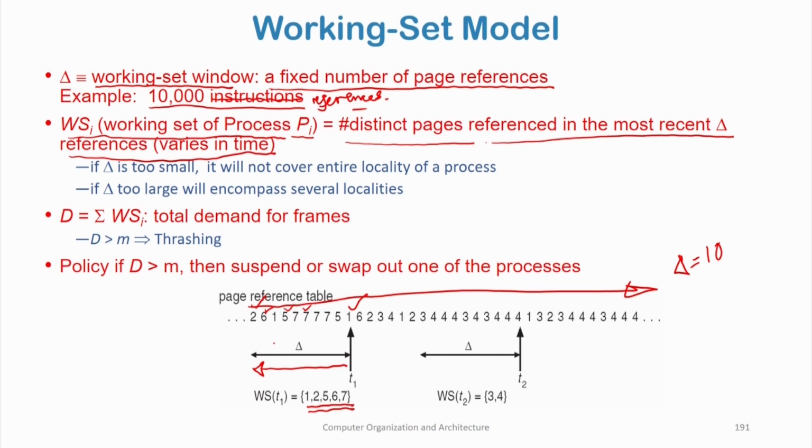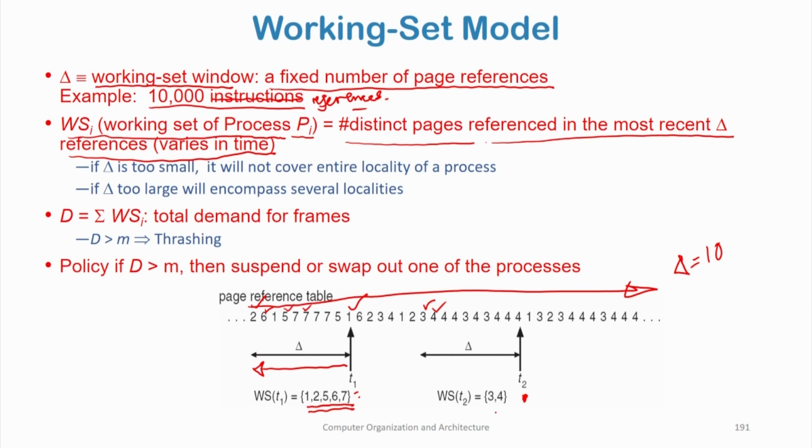Now, let us say after a certain amount of time, at time t2, the characteristic of the program has changed. Now, the program is doing something else and it is continuously referencing only pages 3 and 4. So, in the last 10 page references at time t2, the distinct pages that it has referenced are only 3 and 4.